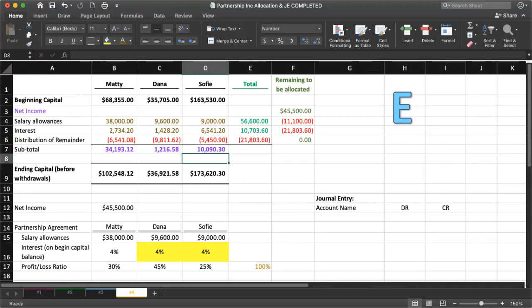All right, so remember now, when you're doing this journal entry, it's going to be done the same way as we did in number 3, except for now we're going to be using these numbers because in the end there was a negative amount that needed to be allocated to each partner.